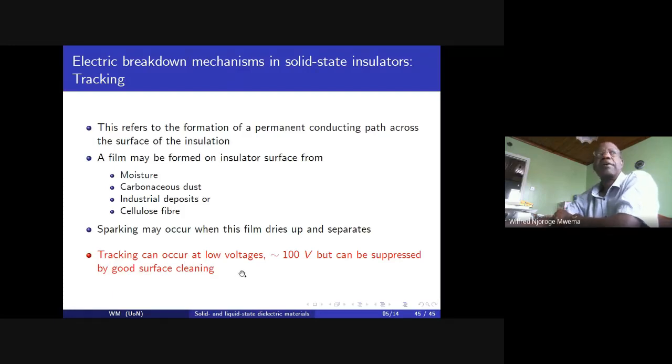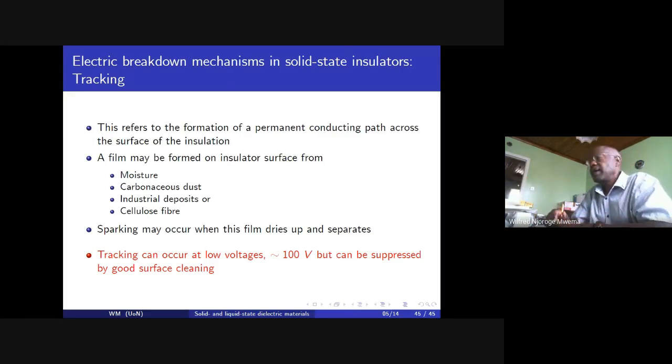but can be suppressed by good surface cleaning. If you walk around, you'll see most of the time the glass insulation on power cables is usually dusty. Usually the cleaning is done by the environment whenever we have rain and so forth. Okay, and this brings us to the end of that particular topic.